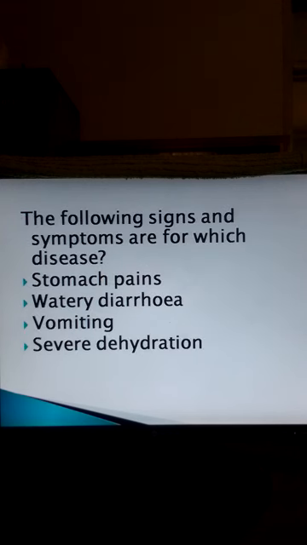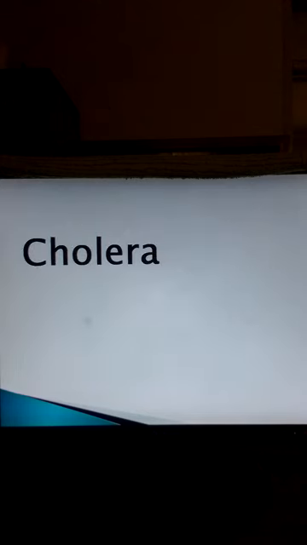The following signs and symptoms are for which disease: stomach pains, water diarrhea, vomiting, and severe dehydration. The answer is cholera.